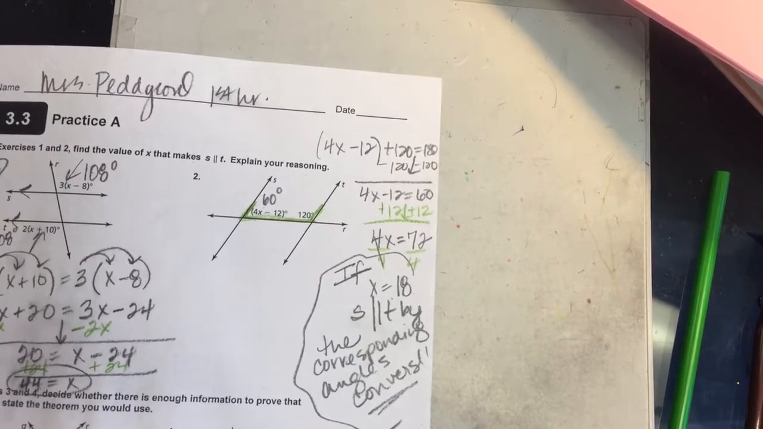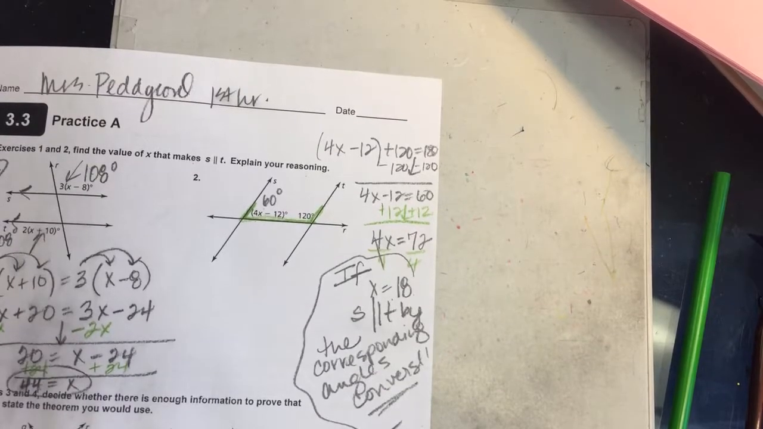X is 18, s is parallel to t. My parallel lines look funny. I should have made that one on the right a little bit longer. Sorry.